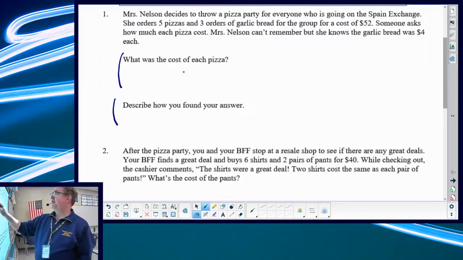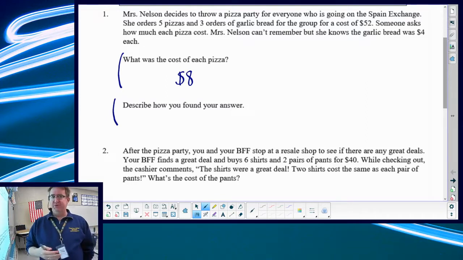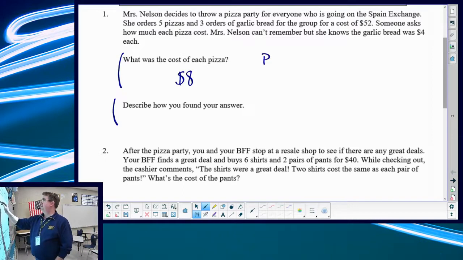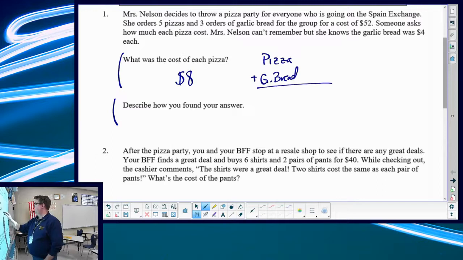You should hopefully have an answer of $8. When I ask students to explain it, they do it a variety of different ways, but what usually happens is this. They know that they have pizza, and they know they have garlic bread. Those two things added together equal $52. Then they start messing around with things.